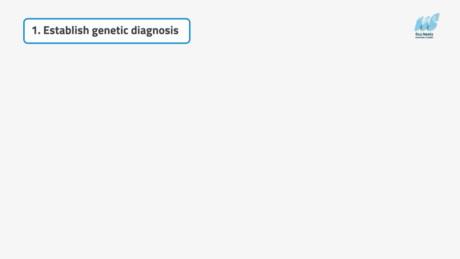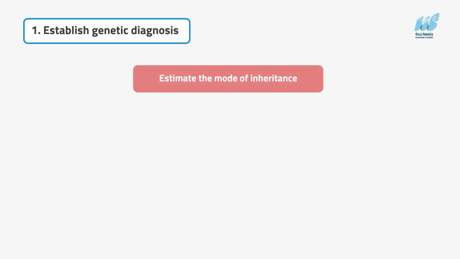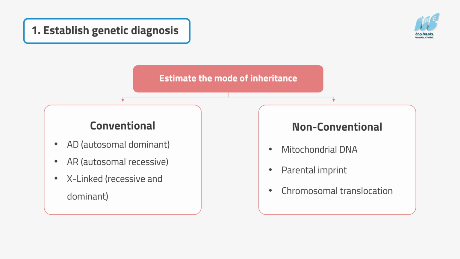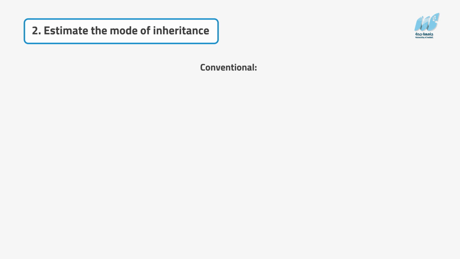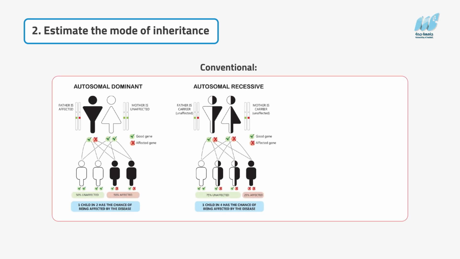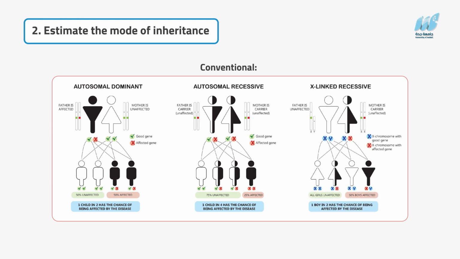An essential task in genetics is to estimate the mode of inheritance. We have two major types, conventional and non-conventional. Sometimes it can be very clear from the pedigree information which kind of inheritance we have, while sometimes it could be more complicated, and we should wait to interpret genetic tests. In the conventional modes of inheritance, we have autosomal dominant, autosomal recessive, and X-linked recessive and dominant.